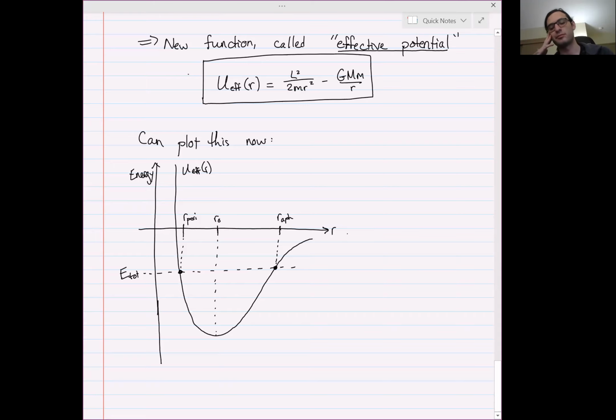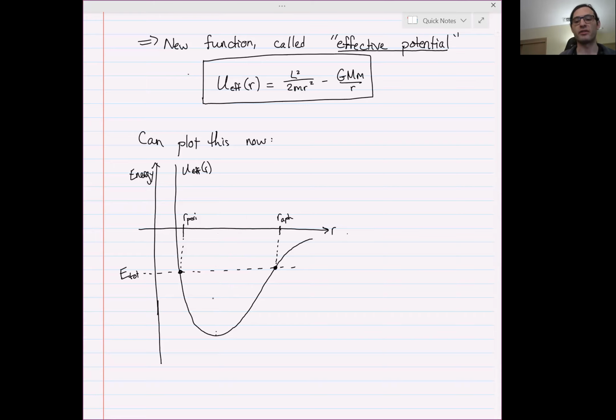Well, actually, it doesn't really have a whole lot of meaning, so I'm not even going to label it. It's the minimum value. I'm not even going to bother labeling it.